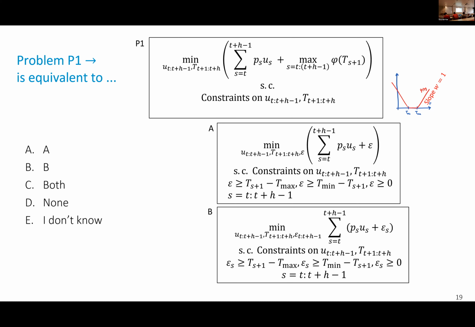I close the poll. So the majority says B, which is incorrect. The correct answer is A. So that shows the importance of doing those drills. It's very easy to mistake one for the other.